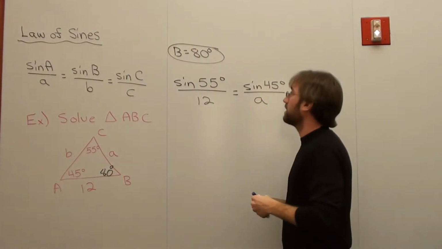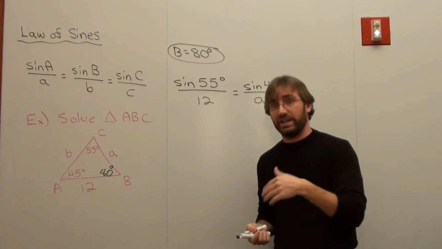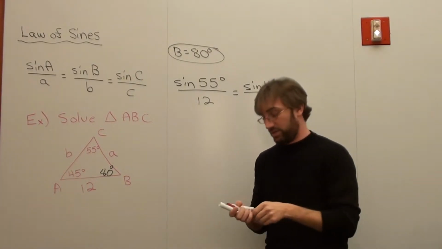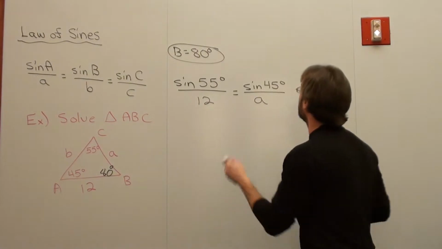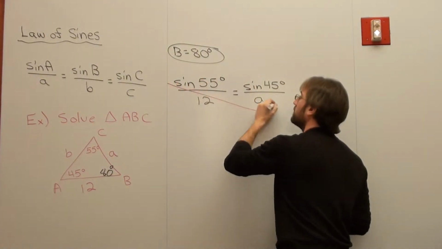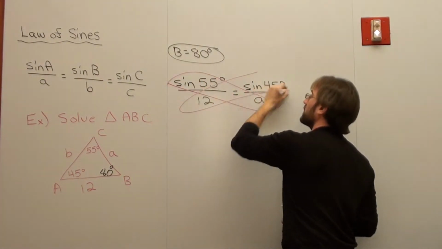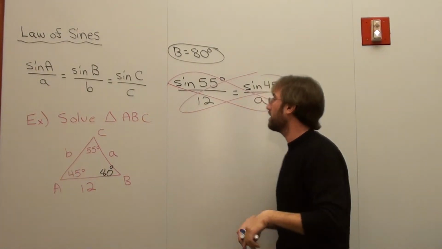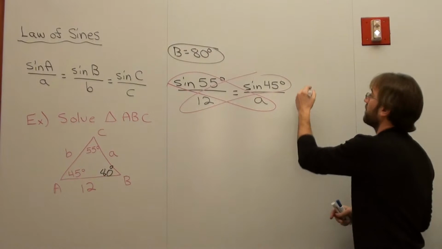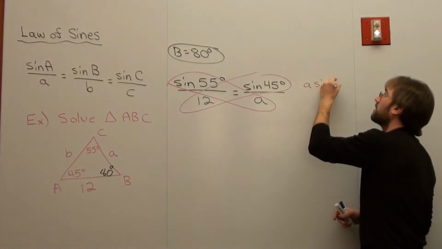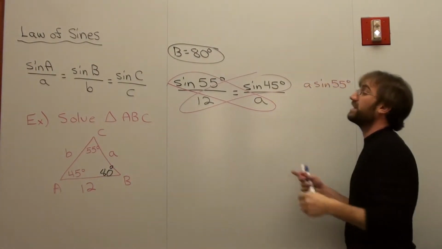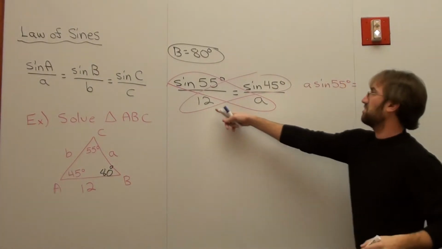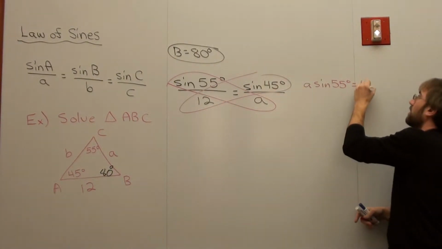So when I do that, all I really got to do is cross multiply and get A by itself. I'm just trying to figure out this one. So that's really all I have to do. When I cross multiply, that's how I do that. And I can cross multiply because there's an equal between two ratios. So I got A times the sine of 55 degrees equals 12 times the sine of 45.